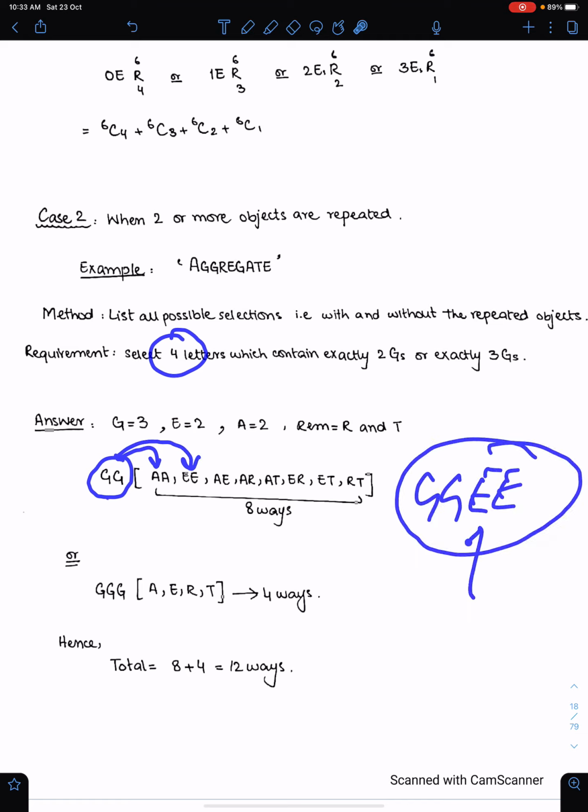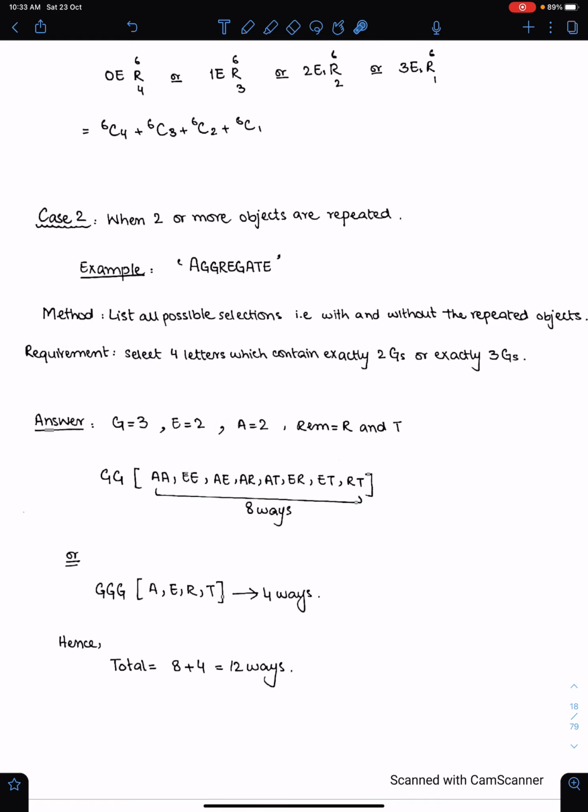In combinations, order is not important. We can have AE with 2 G's, AR with 2 G's, AT, ER, ET, RT. You have to list all. So there are 8 ways to select 4 letters which contain exactly 2 G's.